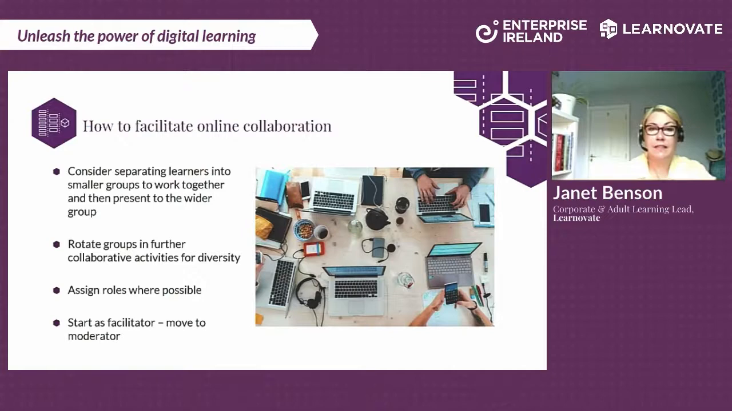And as the facilitator of this online collaboration, you start as a facilitator. So you start as the person who is giving direction, letting people know what they have to do, setting expectations, setting things up. But as you go through the process, you're moving more to a moderator role and allowing people to take control over their own experience. And again, that comes back to that learner autonomy, where adult learners like to have some control over their own learning experience. So if you allow people to move and do things themselves, you're really a moderator then, checking in, making sure everything's going okay, but letting them control the experience.